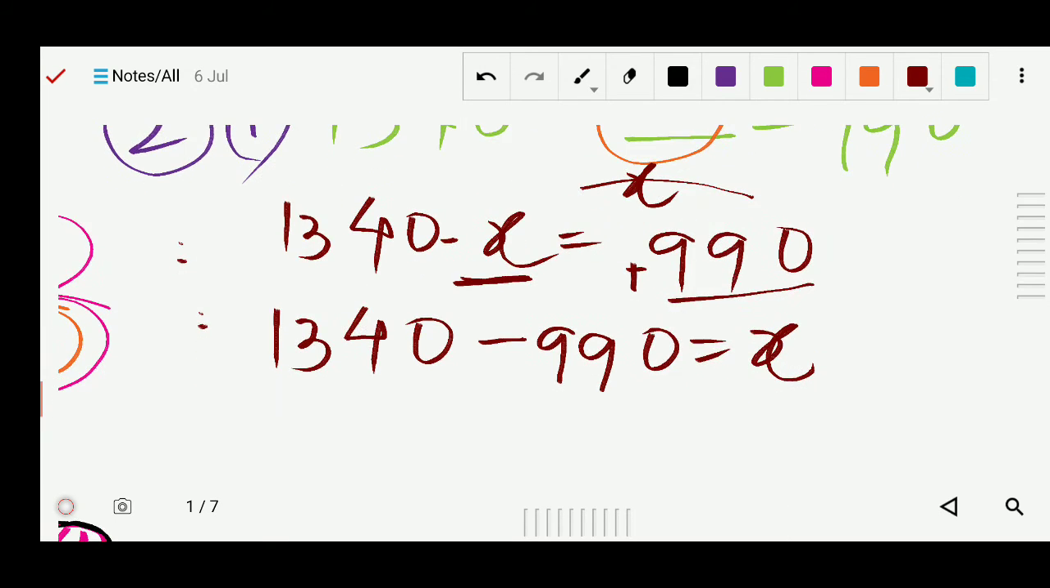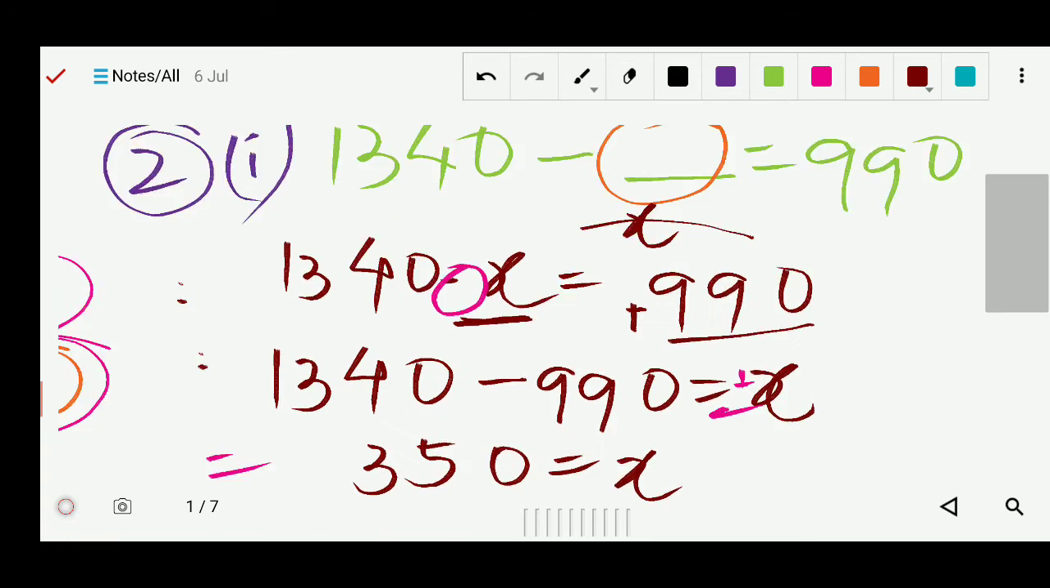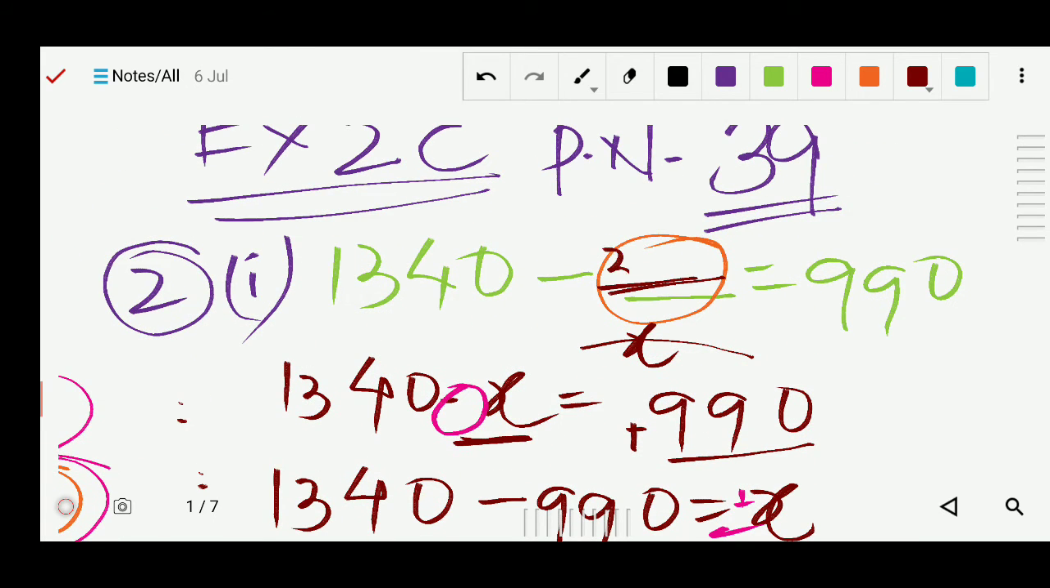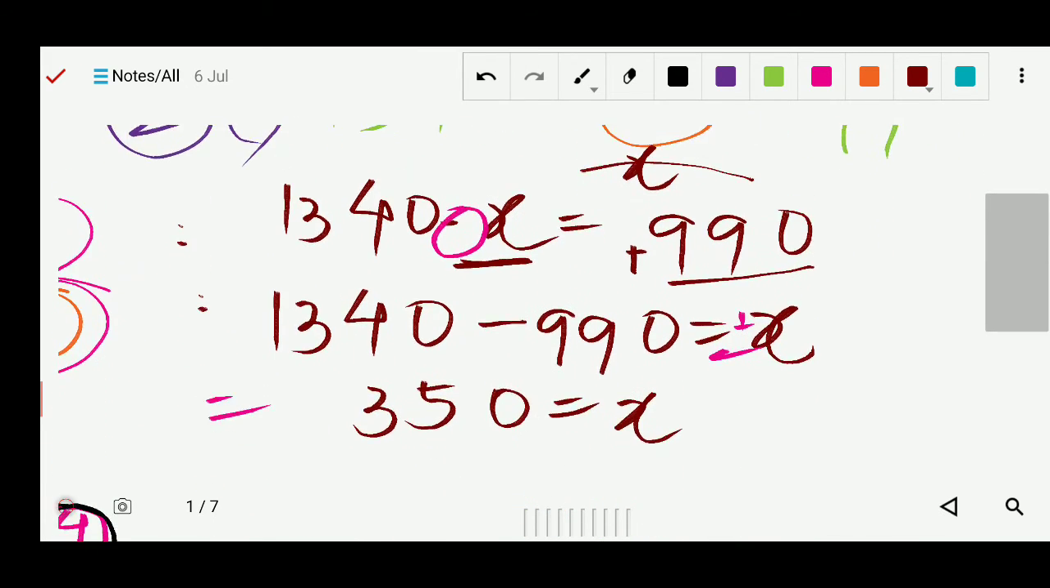No, because here is minus x, you can see the minus x, so this part will come here, so plus x will be. Now you can solve it, you subtract, and you will get 350. That is your x. So the answer is 350. Got it? So likewise you have to solve.